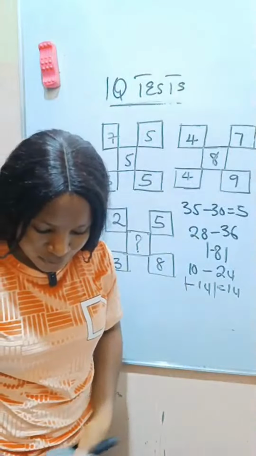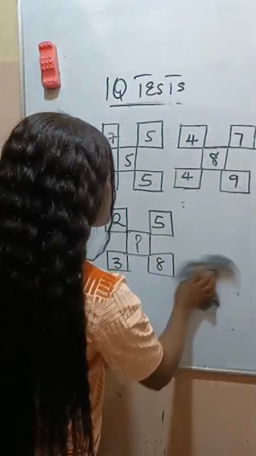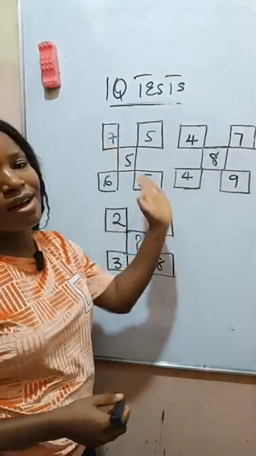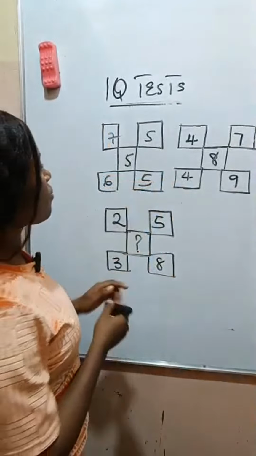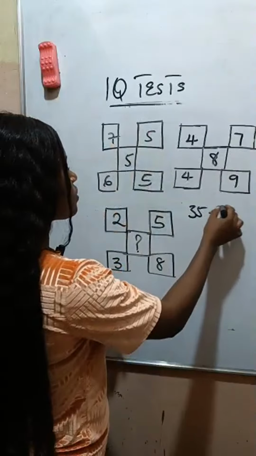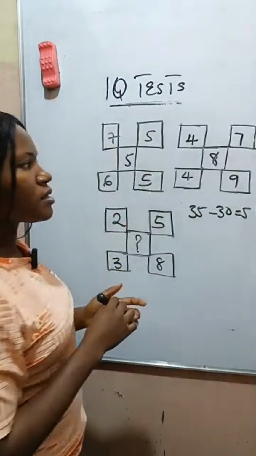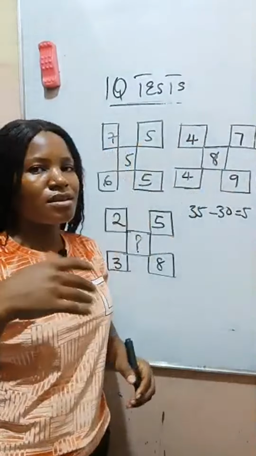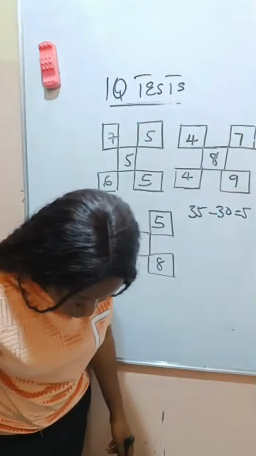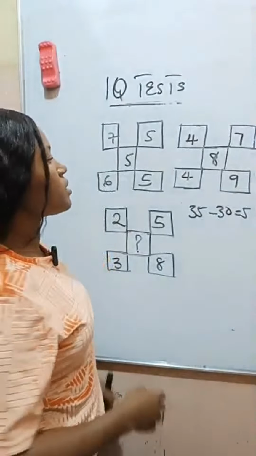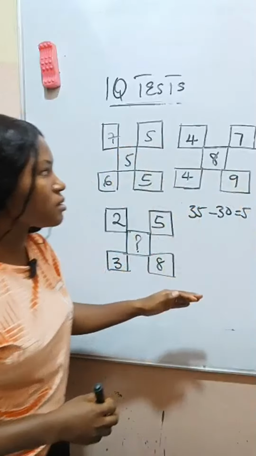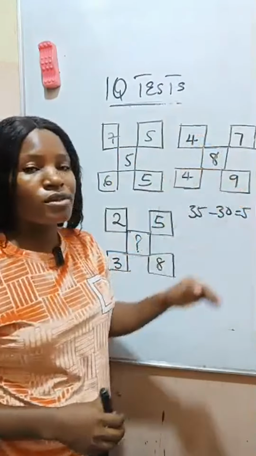Now, secondly, let us look at another pattern that is also obvious. That is if we multiply it diagonally, okay? 7 times 5 will give us 35, minus 6 times 5 will give us 30, and this will give us 5. Similarly, 4 times 9 is 36, minus 4 times 7 is 28, okay? And if you subtract 28 from 36, you are going to get 8.